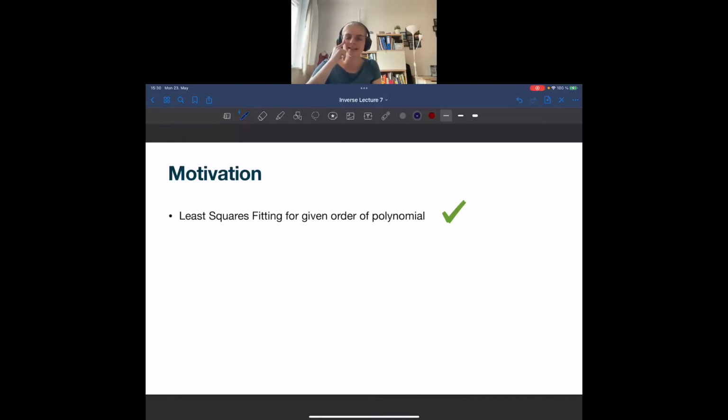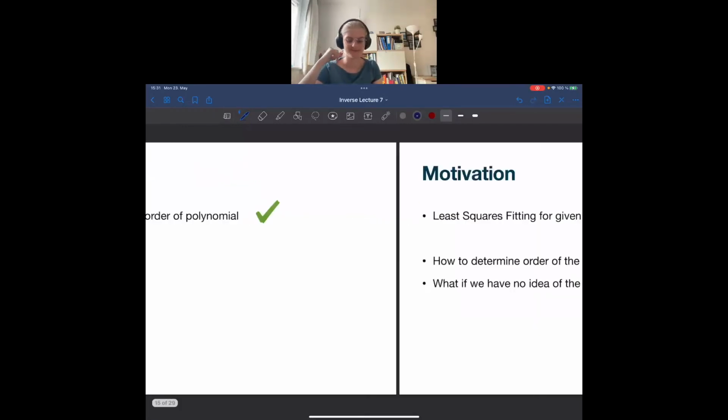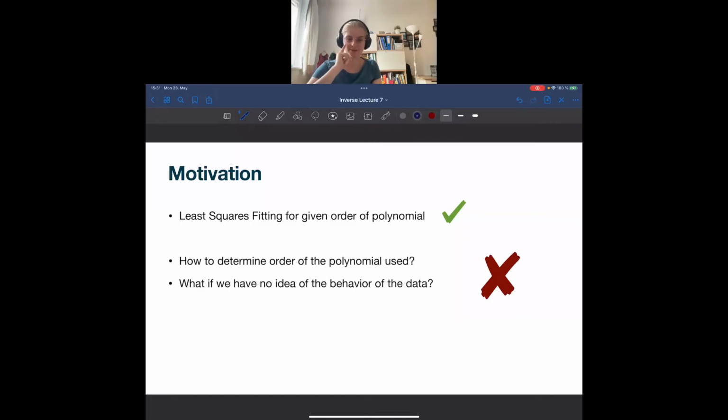Let's think about once again the least squares fitting we did. We introduced it here in the lecture for a straight line. We discussed it very shortly for polynomials. And in the end, we figured out that as soon as we know the order of the polynomial, we're fine. But there's two problems. First of all, how do we determine the order of the polynomial? And second, and like a bigger problem of those two, what if we have no idea about the behavior of the data? So assume that you get completely arbitrary data. You do not have any clue on what the data looks like, and therefore you cannot really decide on the polynomial to use. And the answer to this problem, simply put, is regularization.